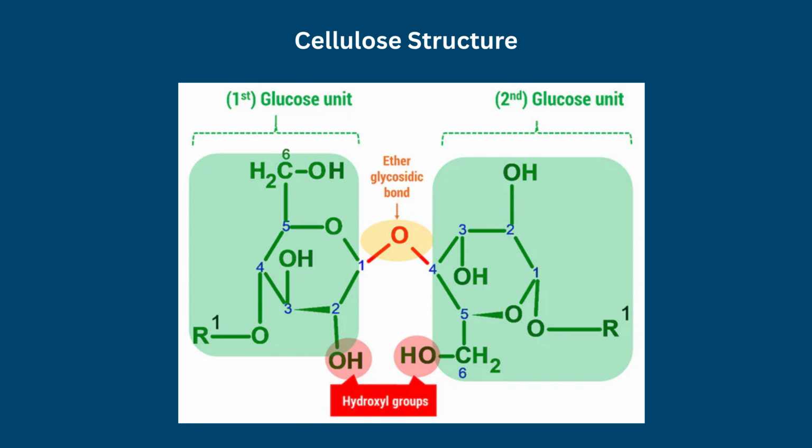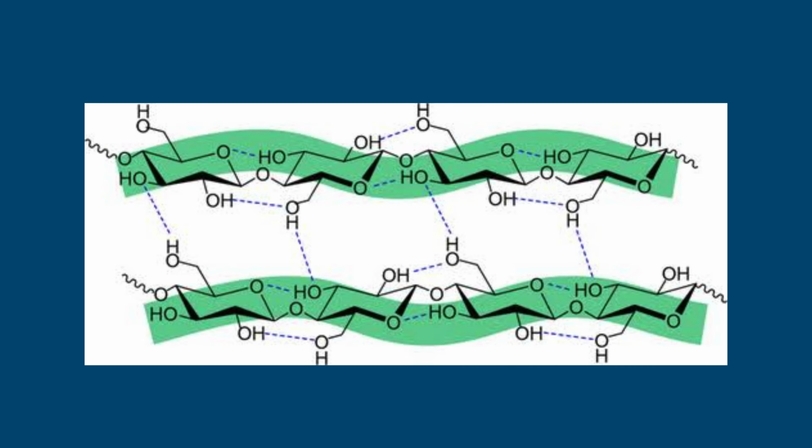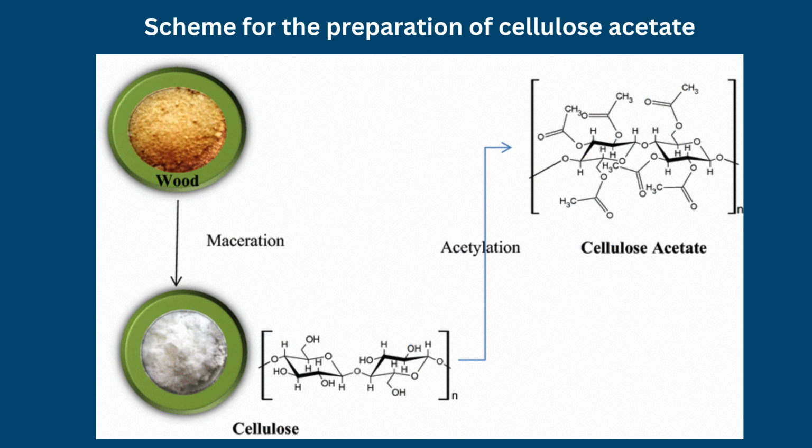Cellulose is a linear polysaccharide consisting of beta-1,4-linked D-glucose units. Each anhydroglucose repeat contains 3 hydroxyl groups located at the C2, C3, and C6 positions. These hydroxyl groups form extensive intra- and intermolecular hydrogen bonds, producing highly crystalline cellulose fibers with excellent mechanical strength but poor melt processability. Cellulose acetate is produced by replacing these hydroxyl groups with acetyl groups through esterification.